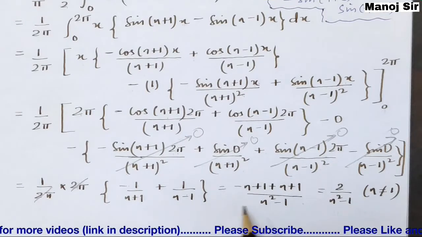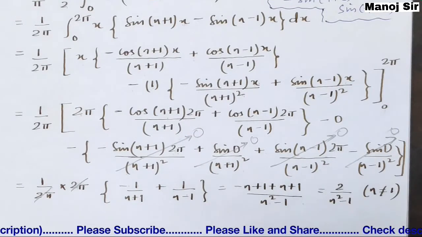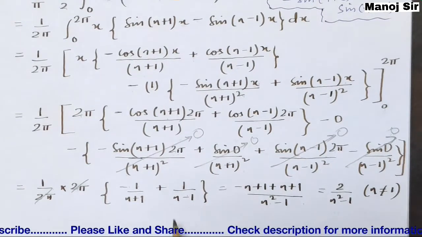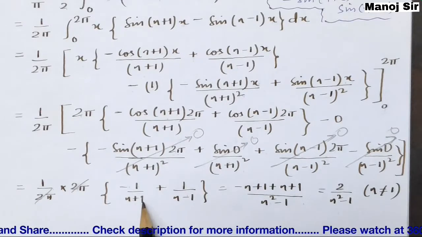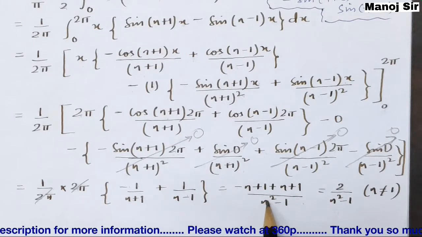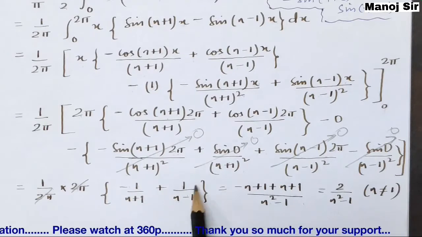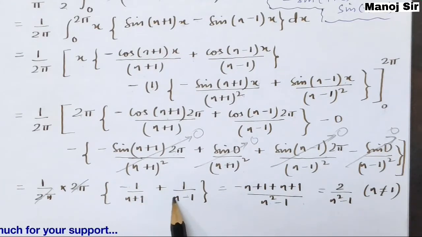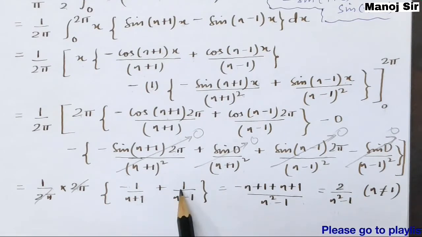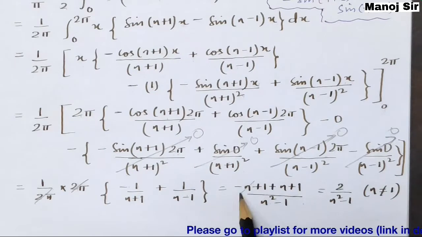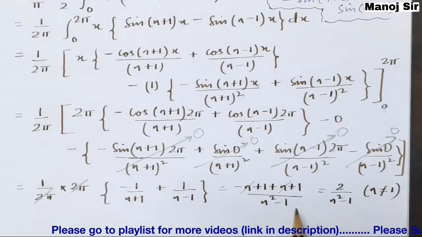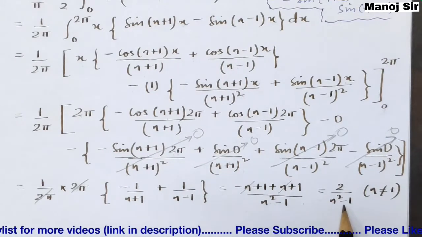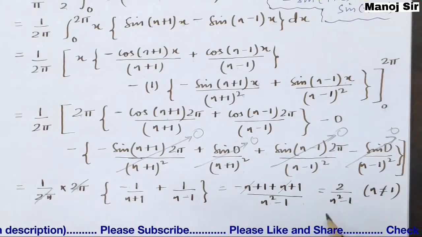Simply take the LCM, that is n plus 1 into n minus 1, which is going to give you n squared minus 1. Now simply cross multiply. Here, if you multiply this, this will be negative and this will become positive. Here we have a positive sign, so no change, that is n plus 1. Here you can see n will get cancelled, so you are left with 2 upon n squared minus 1. Yes, this is the value of an.